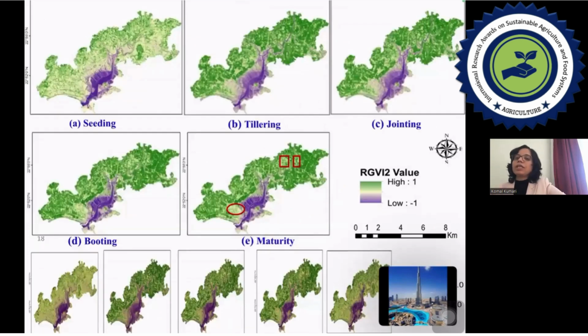In this image, we can understand the differences clearly. In the seedling time period, there is no greenness, meaning no vegetation values, and maturity is the same. Between booting, tillering, and jointing, greenness is higher. So after cutting the rice, according to the rice cultivation area, we can see this one is definitely a rice cultivating area.